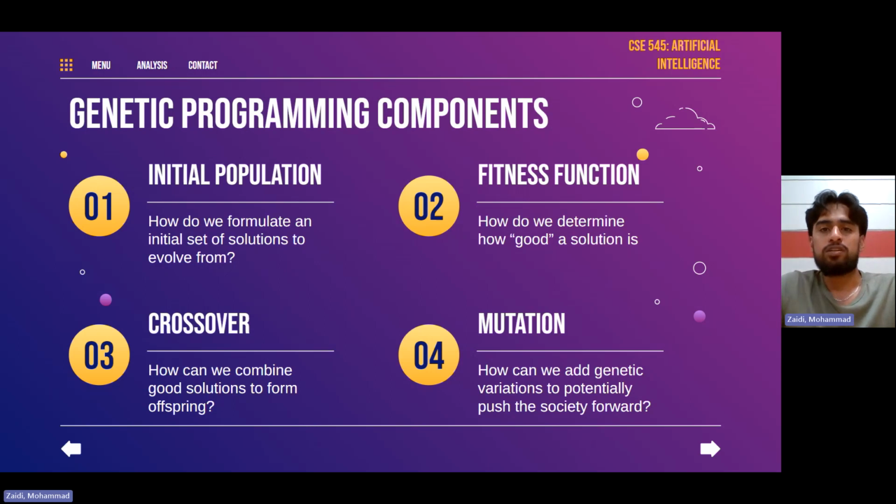Number 2, we need a fitness function, so we need a way to tell how good our solution is. Number 3 is crossover. A crossover is how we allow these solutions to reproduce. We have a fitness function to tell us which ones are good. Well, now that we have good solutions, how can we make sure that these traits get carried forward?